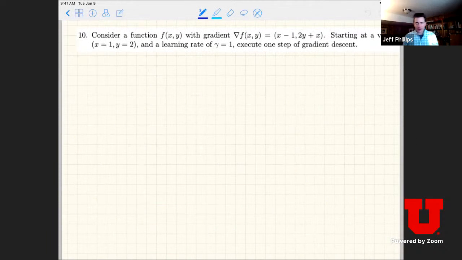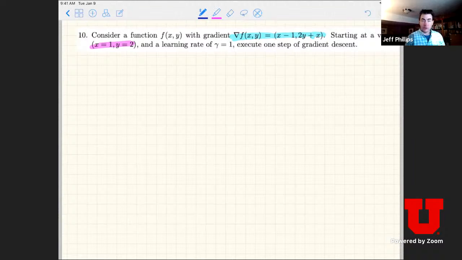Consider a function f(x) with gradient ∇f(x, y) = (x − 1, 2y + x). That's the gradient, a 2-dimensional vector. Starting at x equals 1, y equals 2, and a learning rate of gamma equals 1, execute one step of gradient descent. I want to understand that you can follow what a gradient descent algorithm is.